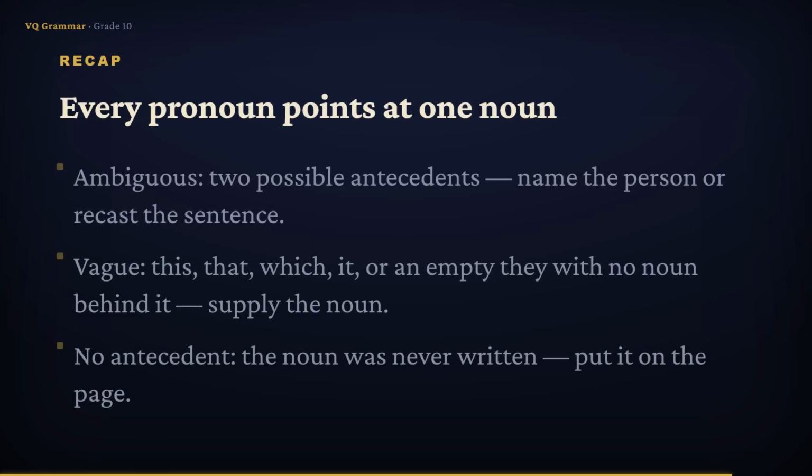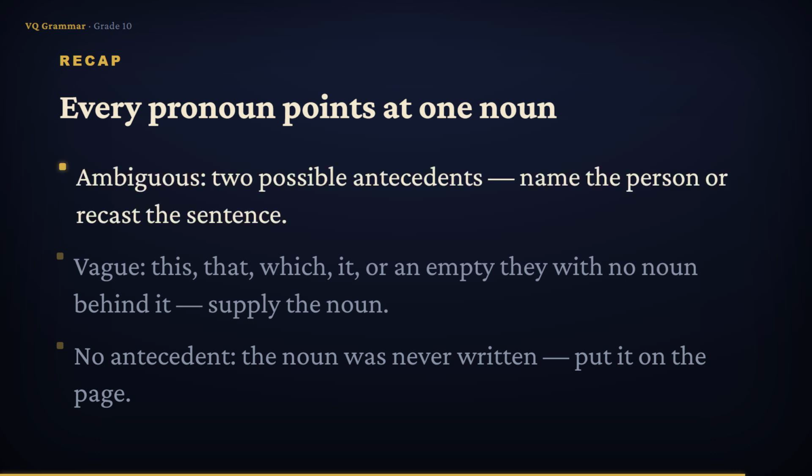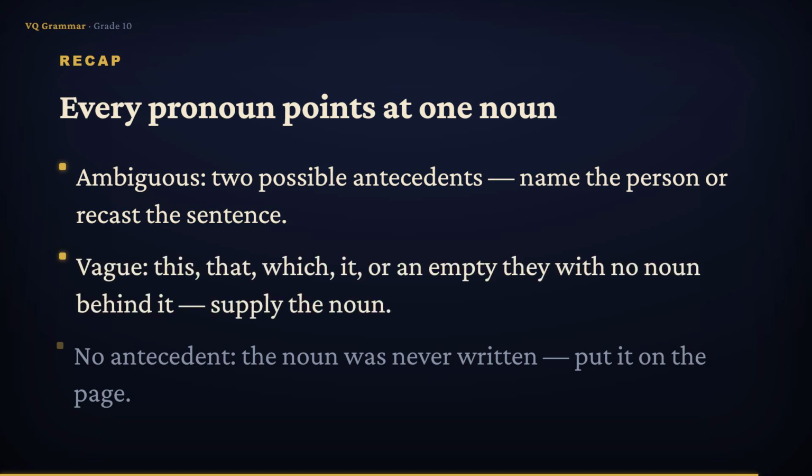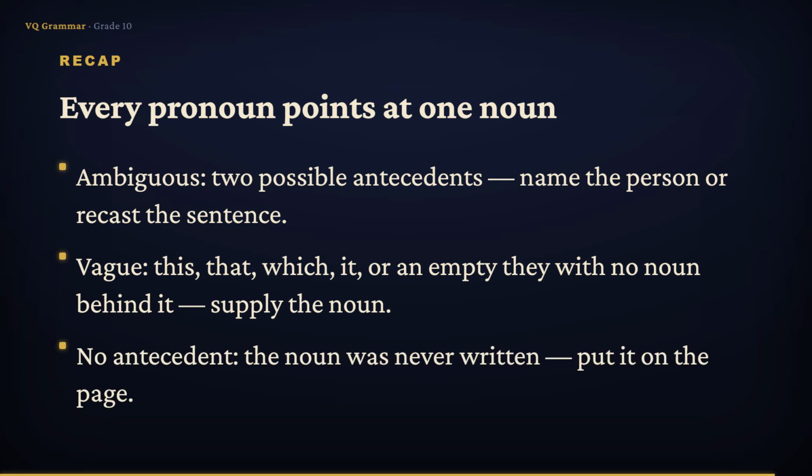Let's gather it all up because this lesson closes Unit 7. A pronoun must point to one clear noun, and 3 faults break that promise. Ambiguous reference gives the pronoun 2 possible antecedents, so you name the person outright or recast the sentence. Vague reference lets this, that, which, or it grab at a whole idea, and the empty they speaks for nobody at all, so you supply a real noun. And sometimes the noun was never written down anywhere, so you put it on the page.